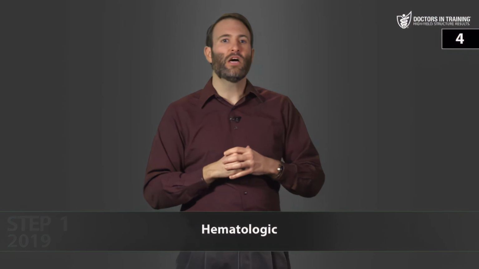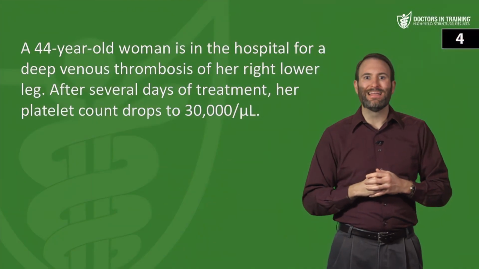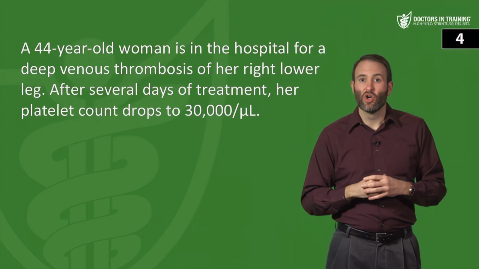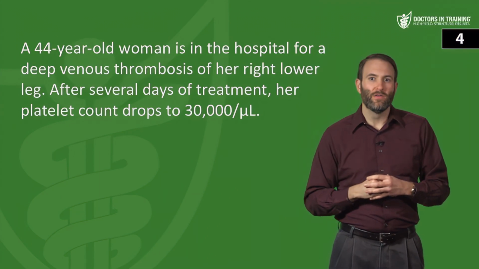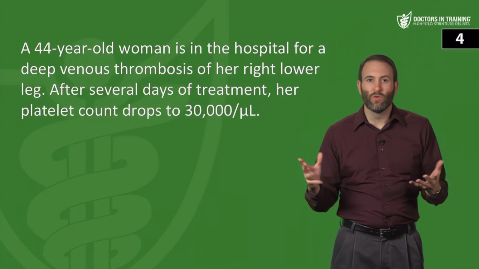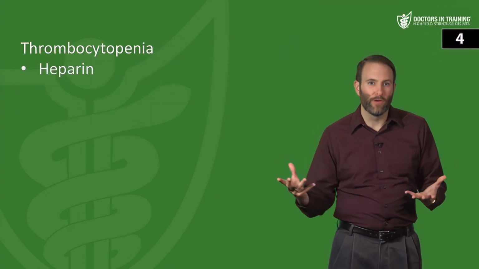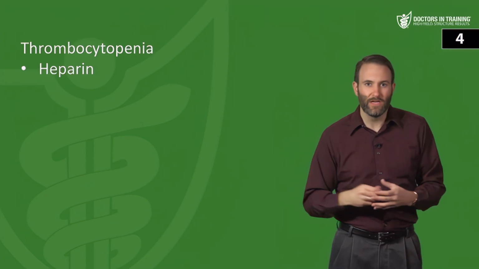Let's move on to hematology. So our vignette here, a 44-year-old woman is in the hospital for a deep venous thrombosis of her right lower leg. After several days of treatment, her platelet count drops to 30,000 per microliter. This one is going to be actually pretty easy. So what are you going to do the treatment generally? That thrombocytopenia can result from administration of heparin. And it actually has its own acronym, HIT, heparin-induced thrombocytopenia.